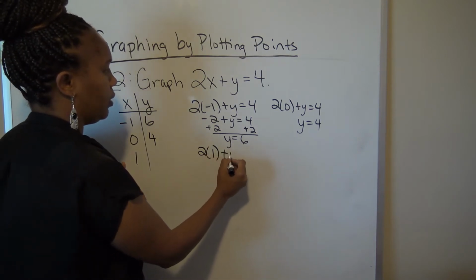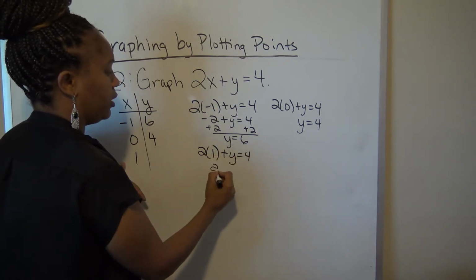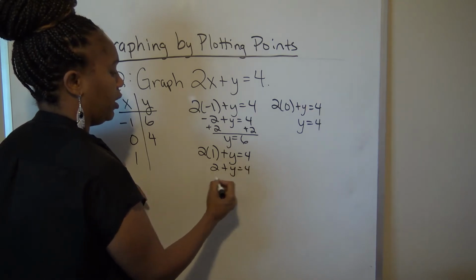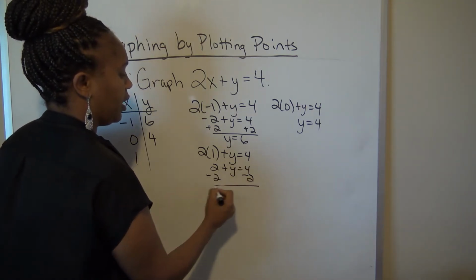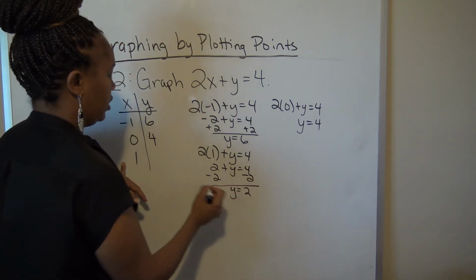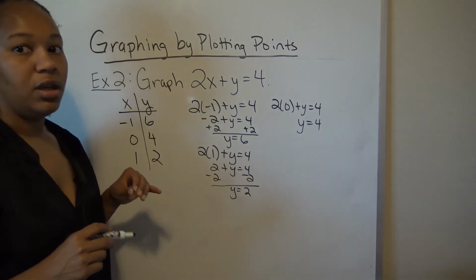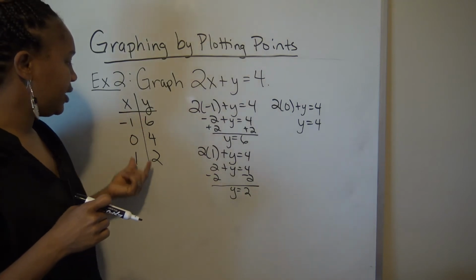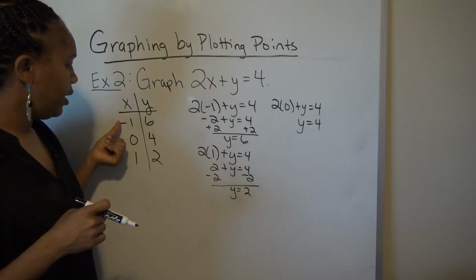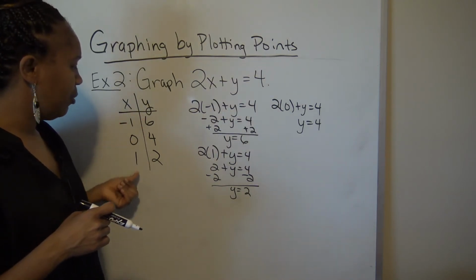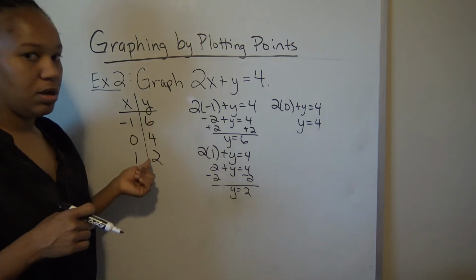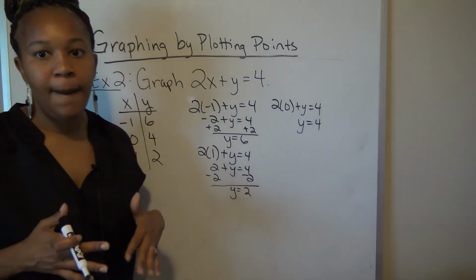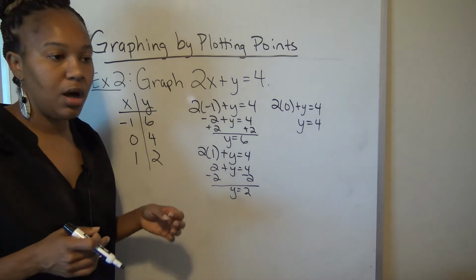2 times 1 plus y equals 4. That's 2 plus y equals 4. Subtract 2 from both sides, that's y equals 2. So another thing you'll notice is that with linear equations, whenever you make a table, if your x values are increasing by the same increment, your y values should also be increasing by the same increment, because linear equations have what's called a constant rate of change.